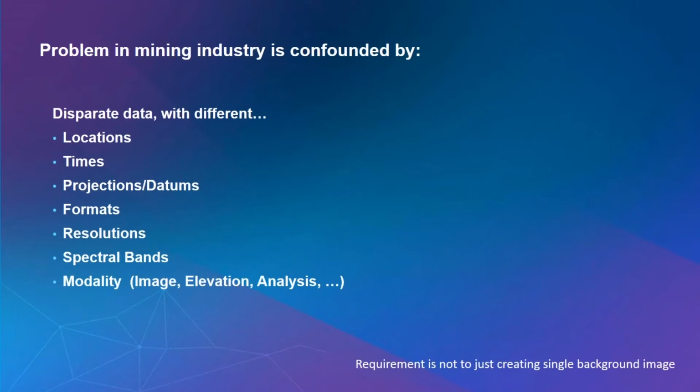Also, it's all in different datums. Some of them are in NAD 27, NAD 28, different state planes, UTM, lots of different projections and datums being involved. Also different formats, as I mentioned, TIFF, JPEG, different resolutions, high resolution imagery, low resolution imagery, different bands. Some of the data is multispectral, some of it's just RGB.